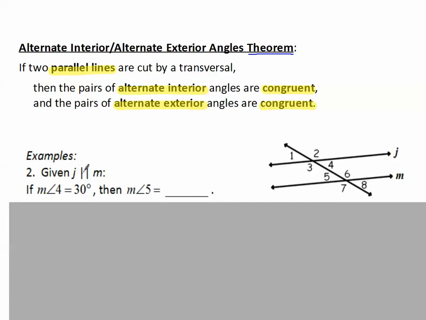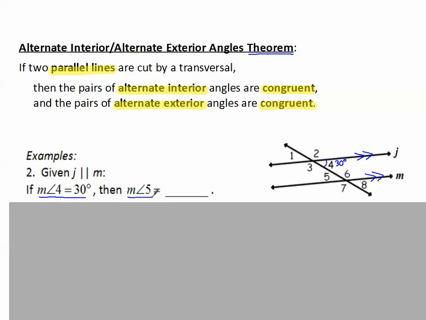Given line J parallel to line M, let's go mark it in the picture. J is parallel to M. So I put my arrows to show that these are parallel. The measure of angle 4 is 30 degrees. I'm going to mark it in the picture. This little acute angle, 30 degrees.